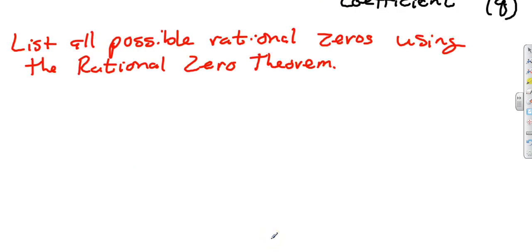Okay, so the direction should be something like this: list all the possible rational zeros using the rational zero theorem. We'll do two or three of these just to make sure we got what's going on, because some go a little bit fast. Some of them will be really quick, really easy. Some of them will take a little bit longer to get through. But again, this just gives us the list here.